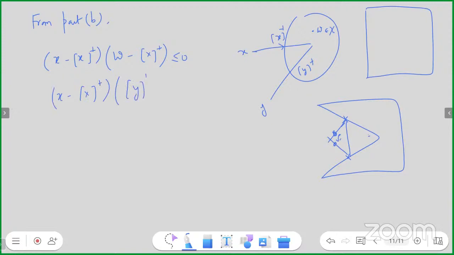If something is not clear, stop me. Y plus, by definition, is the projection. I'm just using that. Okay. Now the reverse I can also do symmetrically, so all x's can be replaced by y's.